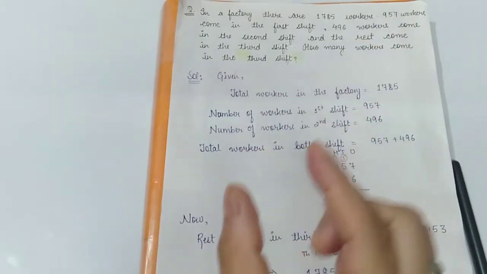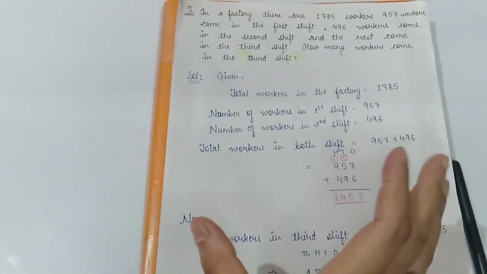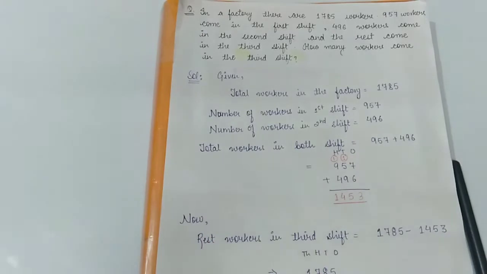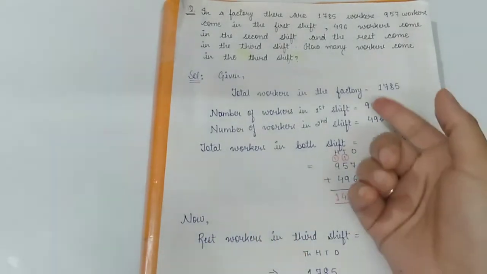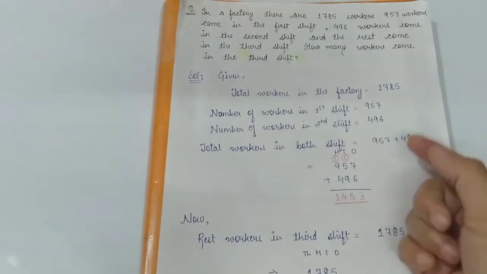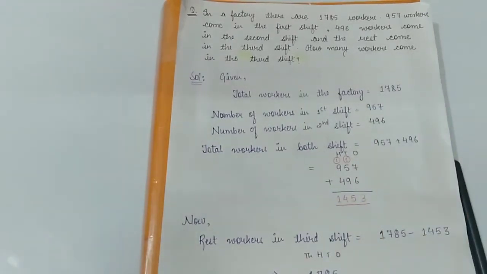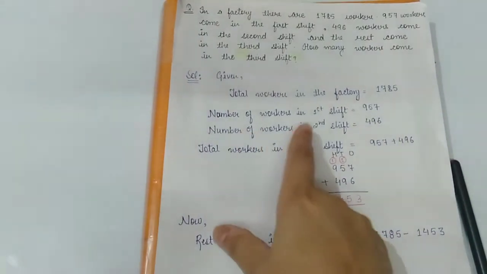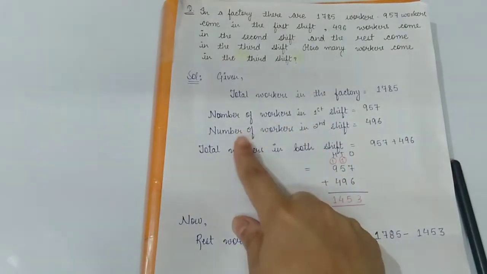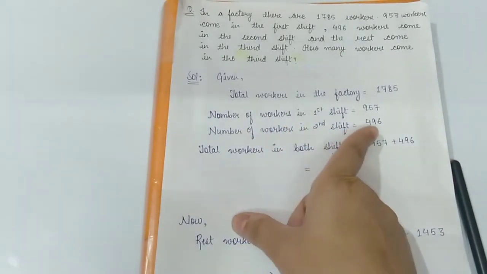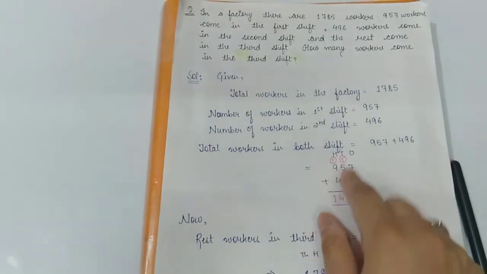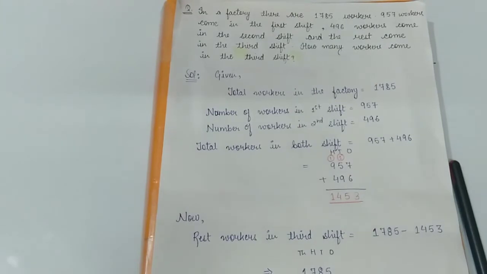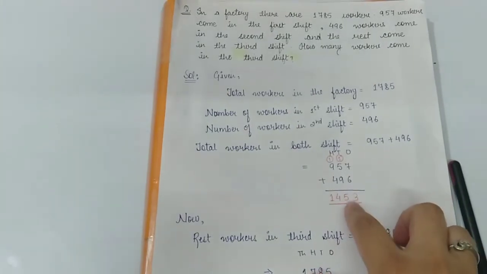Okay, always there will be a total number of things given in the question. हमेशा टोटल दिया होगा. ओके, उसी टोटल में से आपको दूसरे नंबर्स को ऐड करके उसके रिजल्ट को उस टोटल में से सब्ट्रैक्ट करना होगा. So you have to find out the total. Okay, number of workers in first shift इतने, number of workers in second shift 496. So total number of workers in both shifts. Okay, so you will find the total number of workers in both shifts because we have to add to get a single number.